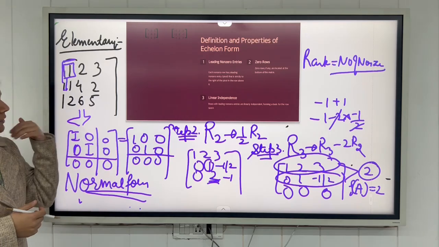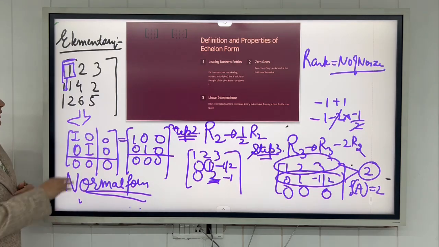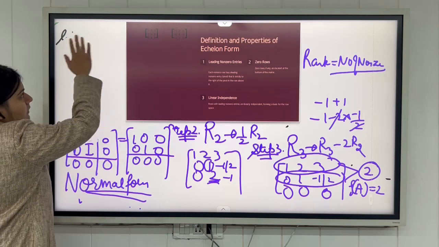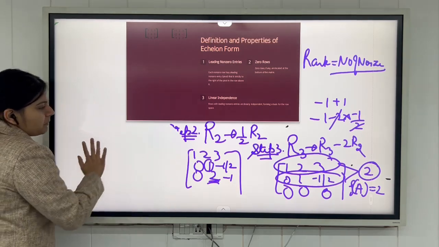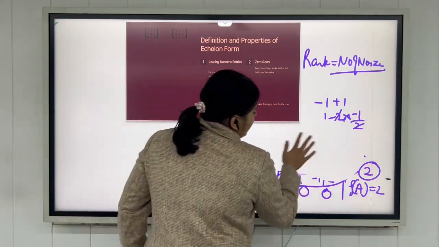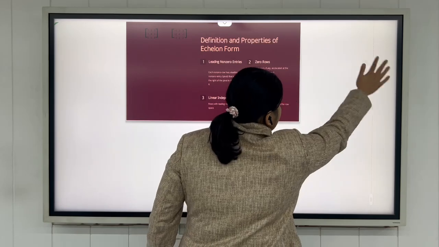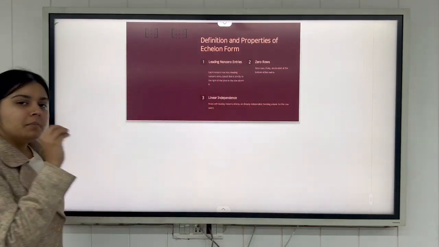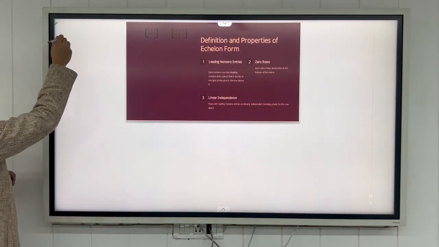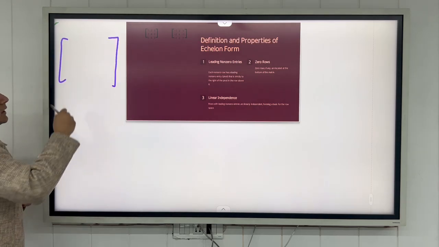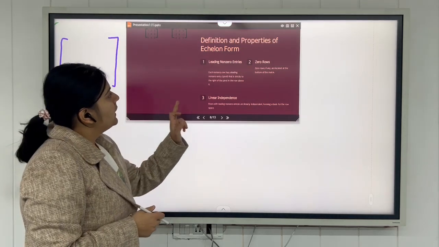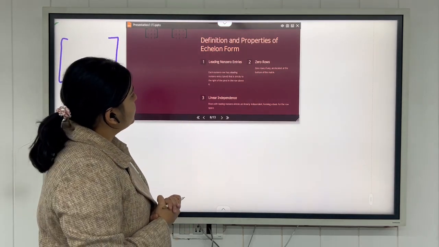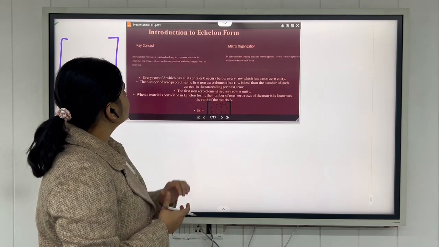Okay? To make this matrix into the normal form, you can apply both row and column operations. Right now, we will be moving on with the next part, that is the echelon form, in which you will apply the same elementary transformations we have just discussed on the given matrix to find the row echelon form. Now to start with the row echelon form, you must have seen the properties here.